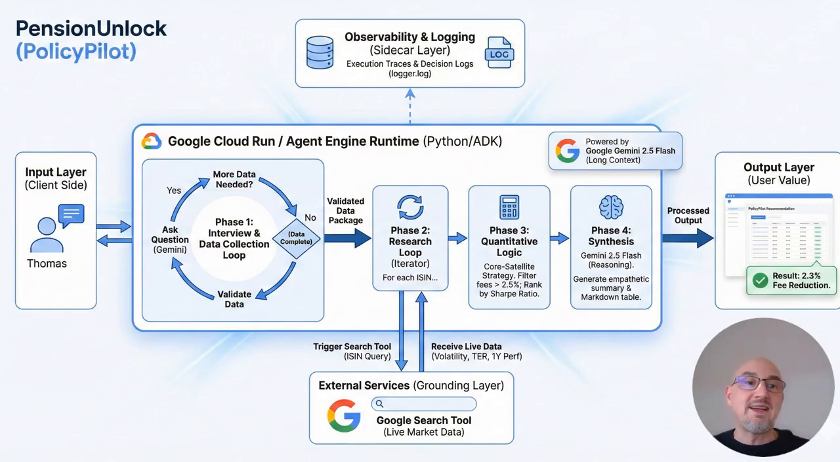Let's have a look at the technical architecture. It begins with the input layer, where a user like Thomas enters his data, and then an interview phase begins. The system asks for data and clarification until everything is understood. We know the risk profile of Thomas, we know how long he wants to invest, and we know in which funds he can invest. And when everything is validated, we start the research loop and search for the information on the funds.